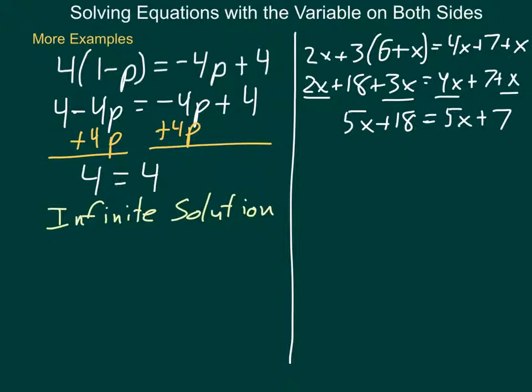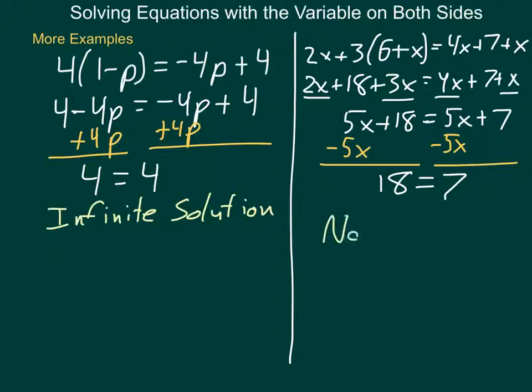Next, I gather all my variables to one side. I'm going to subtract 5x in both cases. And what that leaves me with is 18 equals 7. Now here, we did all of our work, and we came out again with a mathematical sentence, an equation, that has no variables. But in this case, our sentence is not true. 18 is not equal to 7. So, what this means is that there are no solutions.